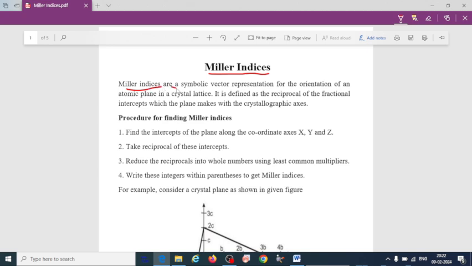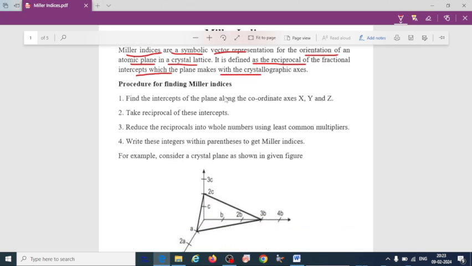So Miller indices are a symbolic vector representation for the orientation of an atomic plane. Especially, Miller indices are related to the atomic plane in a crystal lattice. How can we define them? They are defined as the reciprocal of the fractional intercepts which the plane makes with the crystallographic axes. Okay, this is all about the definition of Miller indices.